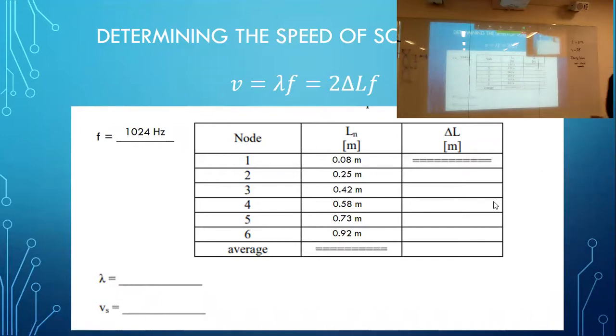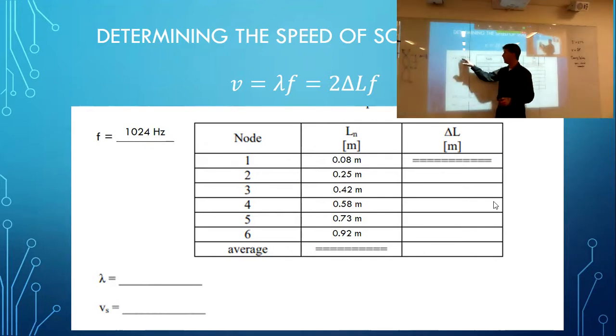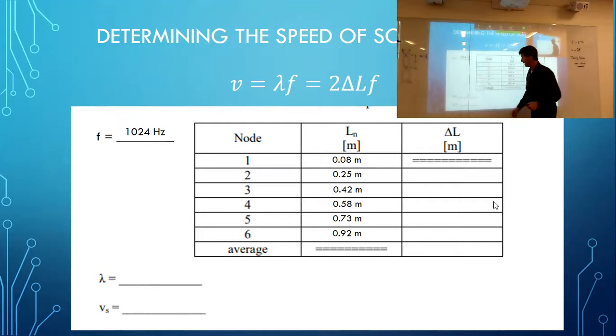And again, what we see here is I did 2 tuning forks. I did this twice. One tuning fork was at 1024. The other tuning fork's at 2048. And here are my different resonance numbers. 8 centimeters, 25 centimeters when I did this the other time. So the room might have been a little bit warmer when I did it the first time. 42 centimeters, 58 centimeters, 73 centimeters, 92 centimeters, okay? So you're gonna take the difference between these, okay?